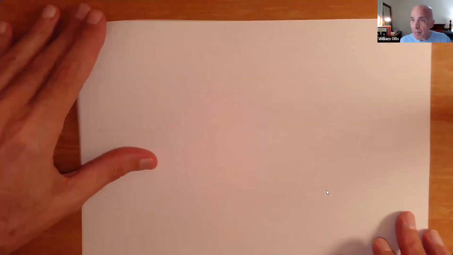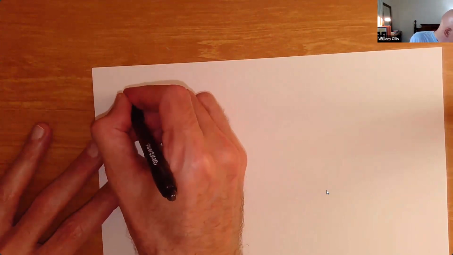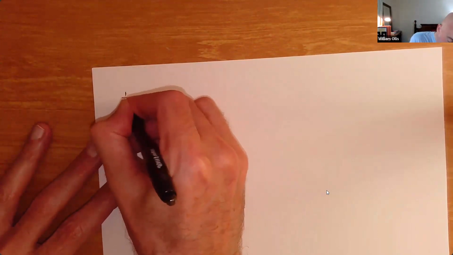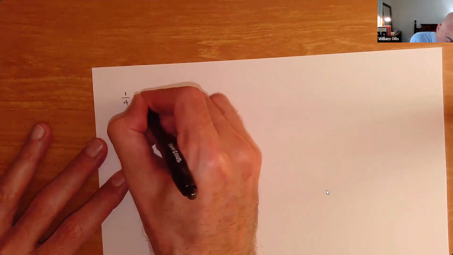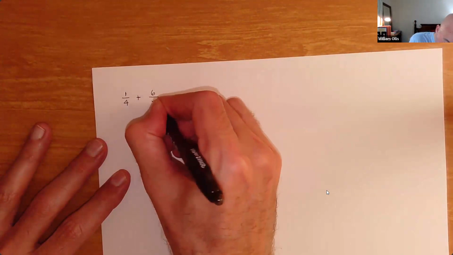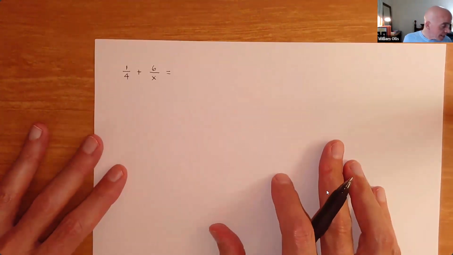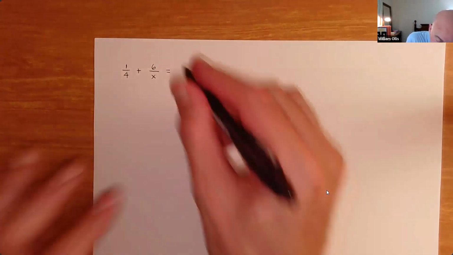Now what I want to do is look at one of the examples from the lecture notes that looks a little bit different. And this one is the following. That is, we have 1/4. You can see these on the lecture notes. I won't pan back to that to save a little bit of time. And then we have 6/x equals 5 divided by 8.